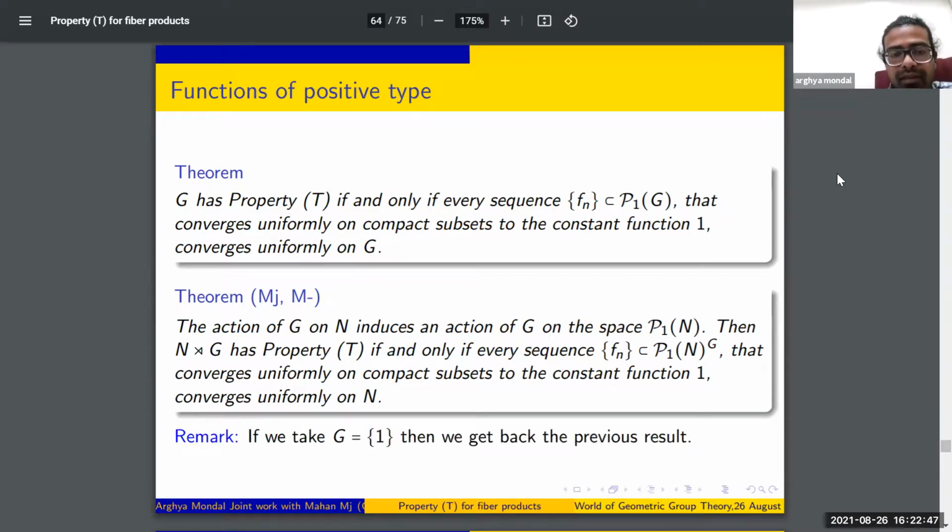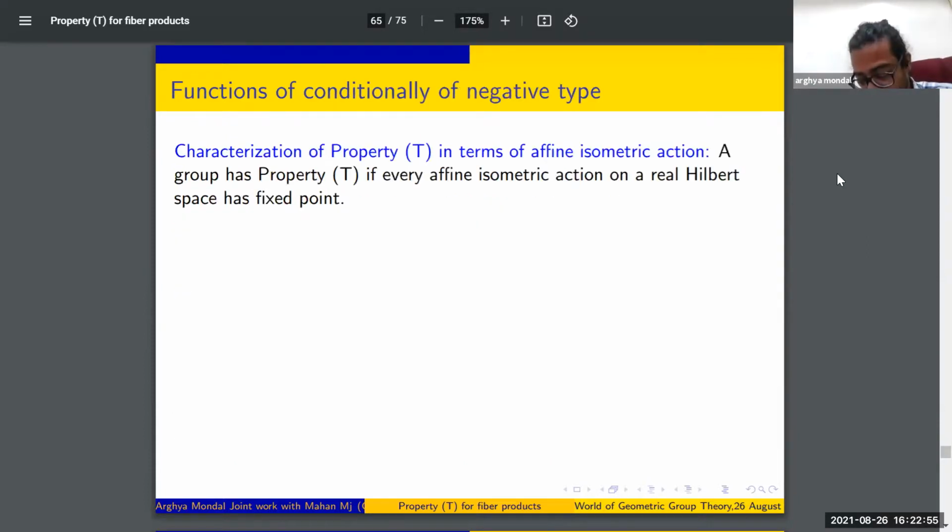Note that if we take G equal to 1, then we get back the previous result. Okay, so now property T can also be expressed in terms of affine isometric actions. A group is said to have property T if every affine isometric action on a real Hilbert space has a fixed point. This is also called property FH, and you can show that these two definitions are equivalent.